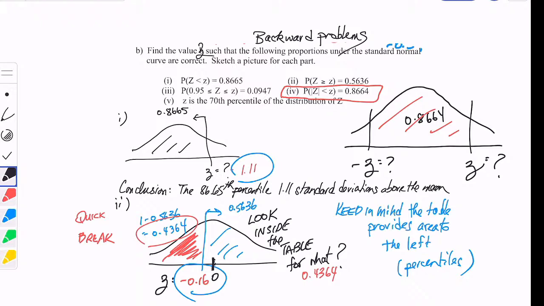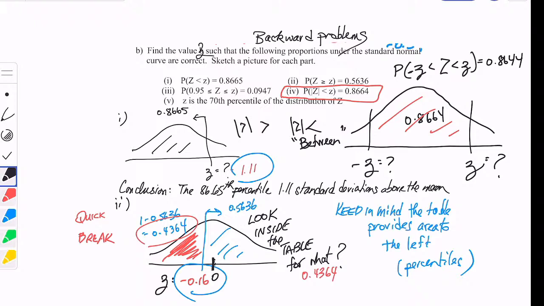So I could rewrite this. This can be rewritten as the way that we're used to seeing it, like this, negative, and this, positive. This is the same question. Okay, so if the arrow points less than, it means between. If the arrow points this way, where you have absolute values, it means beyond.